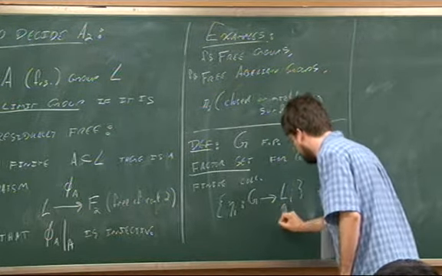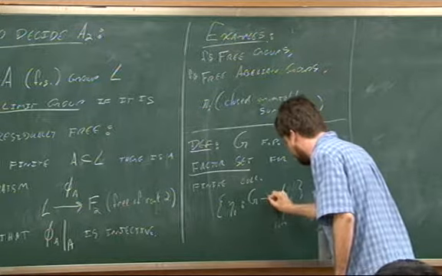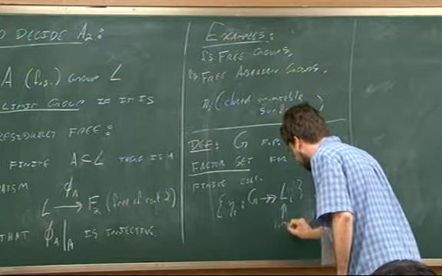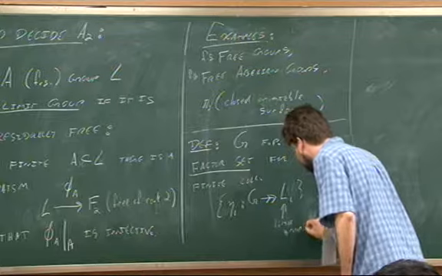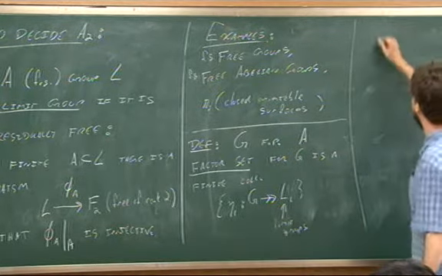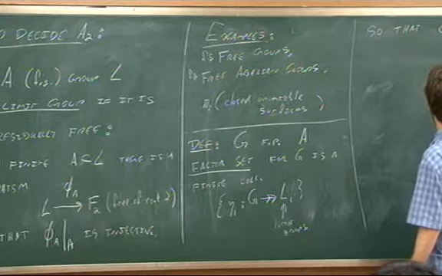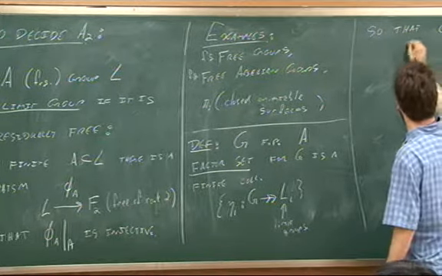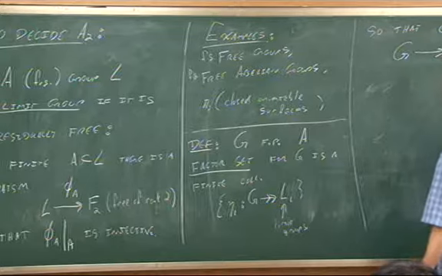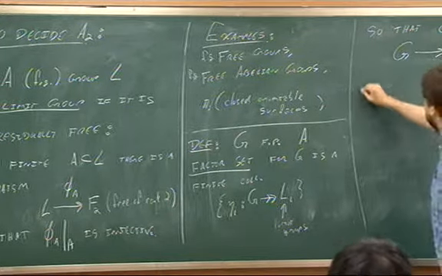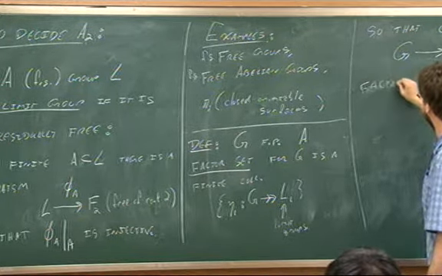So these are limit groups, and these are going to be surjections on the limit groups, so that every homomorphism from G to a free group factors through one of the eta i's.